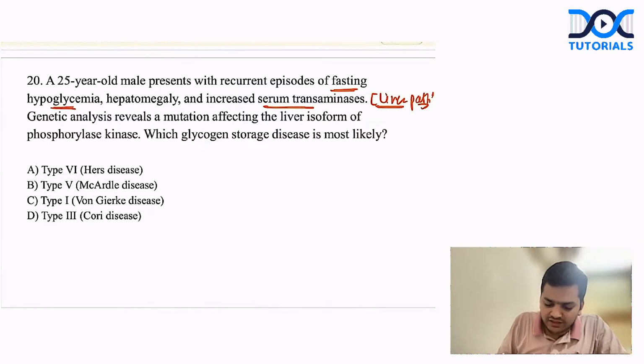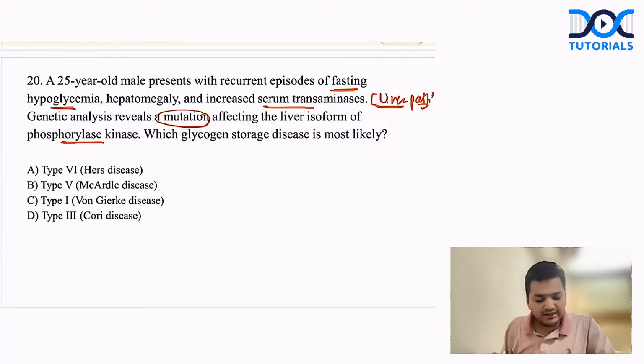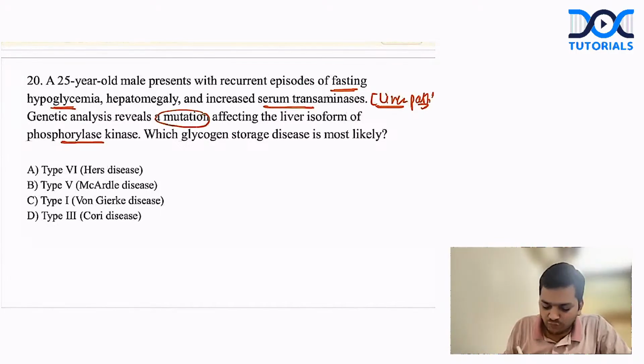The mutation reveals that the liver isoform of phosphorylase kinase is not working. There is a mutation in this. Now, here is basically the question of the language. What is the liver isoform of phosphorylase kinase? If we were not able to figure out this statement, let's write down the names of the enzymes. What is there?